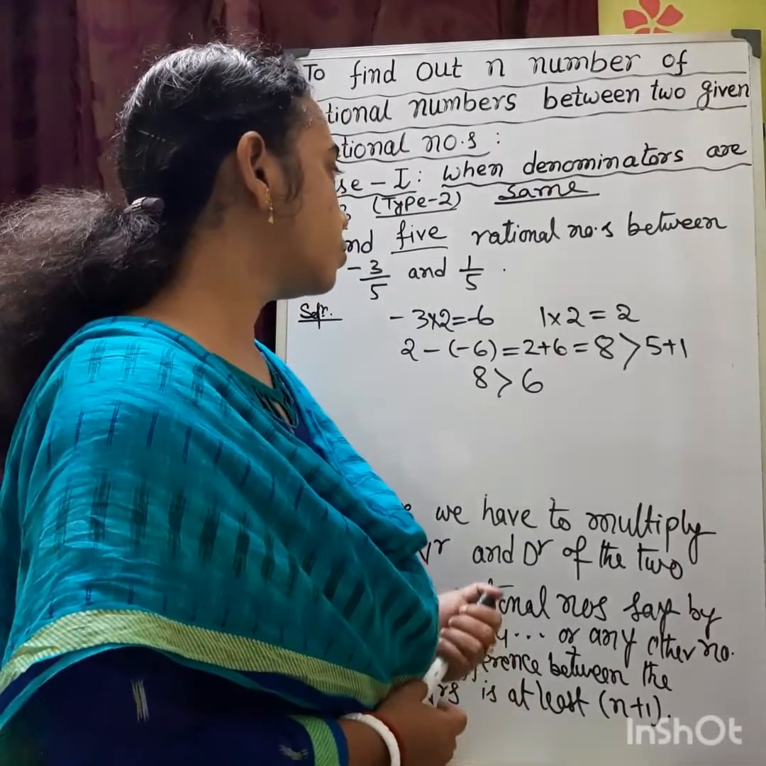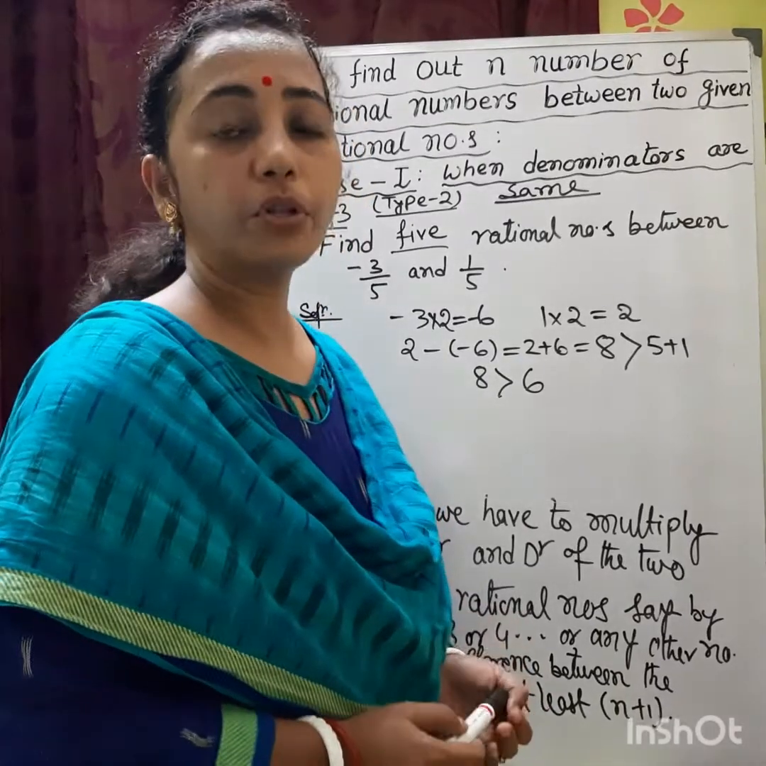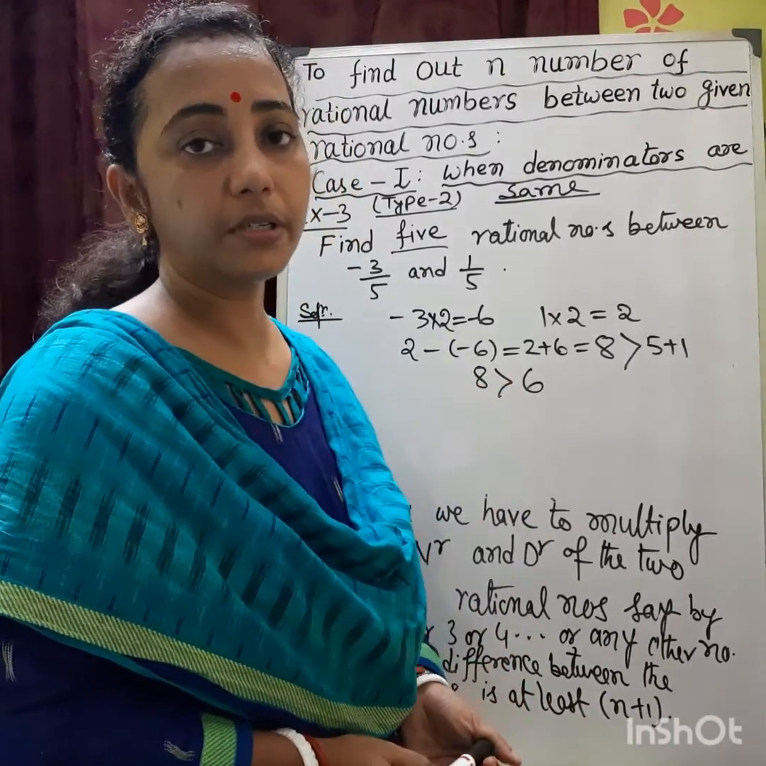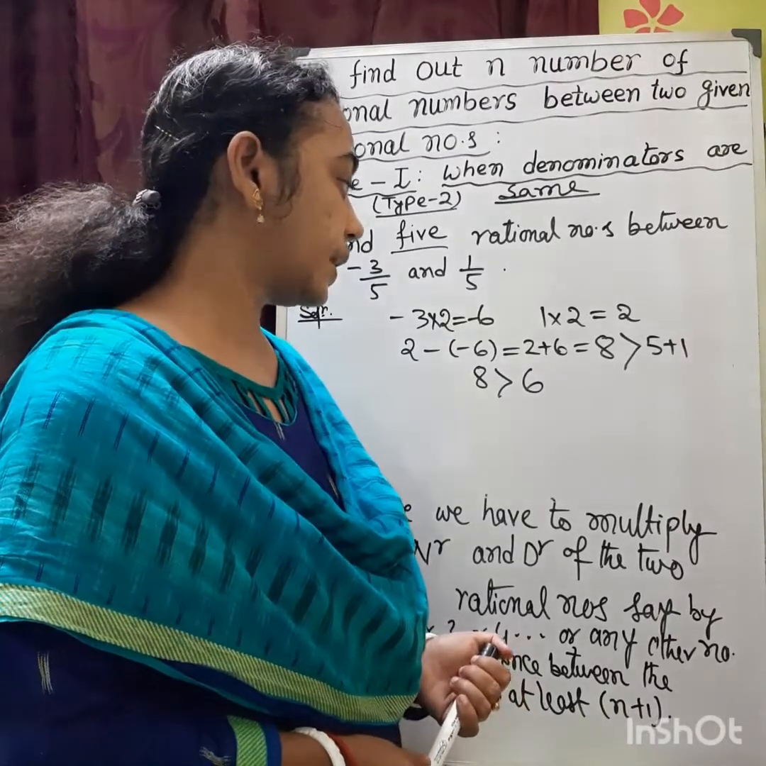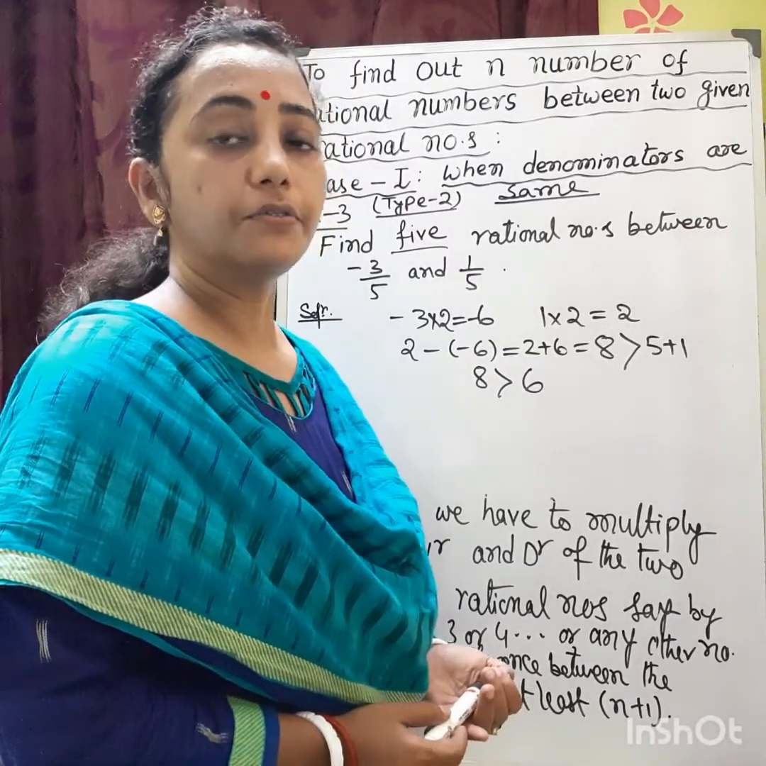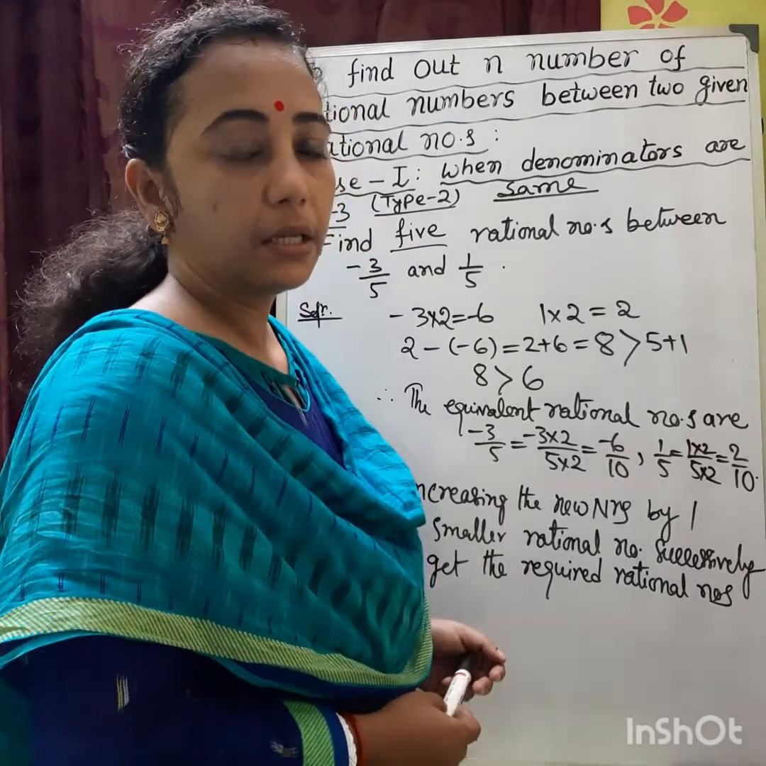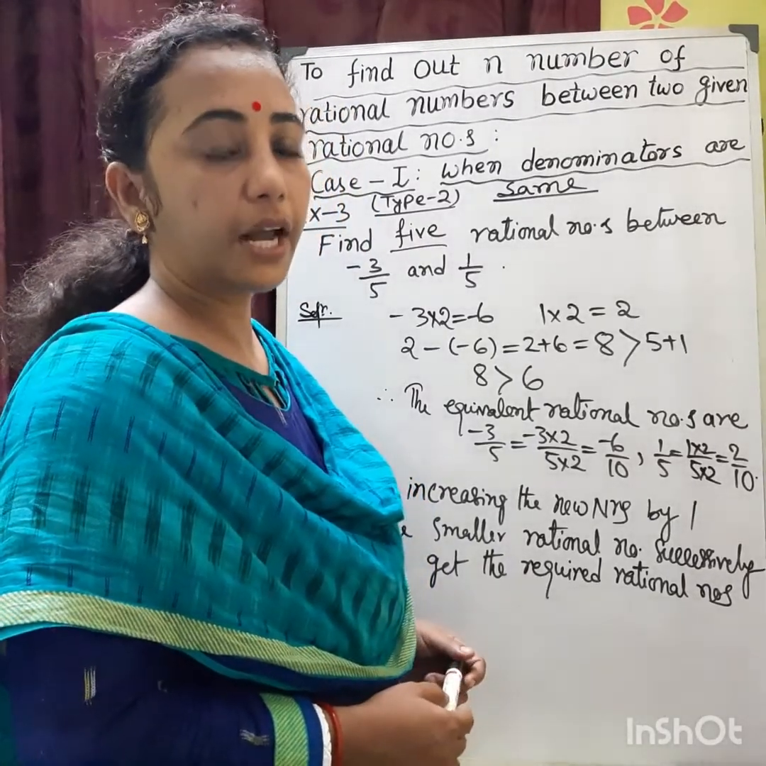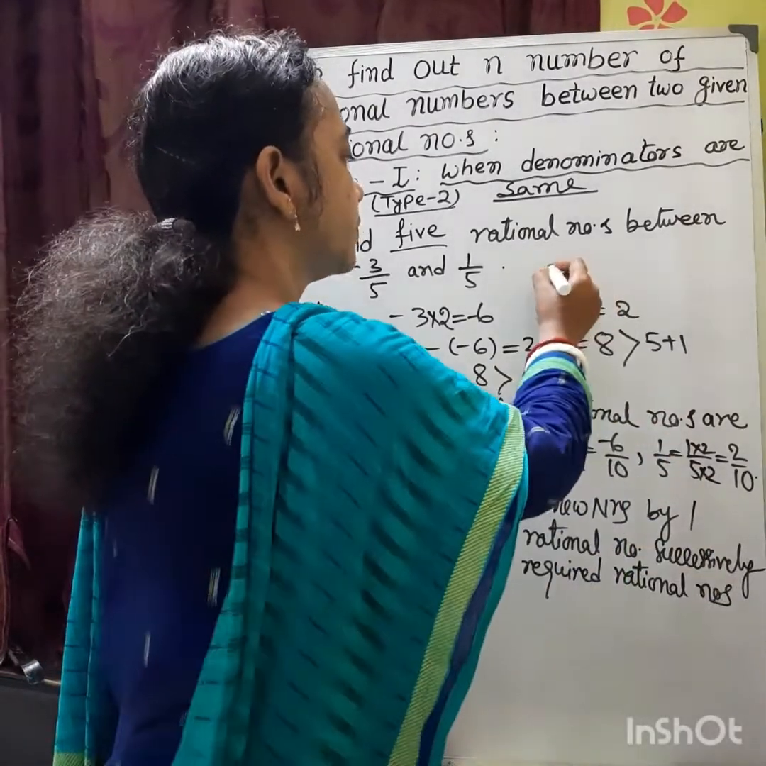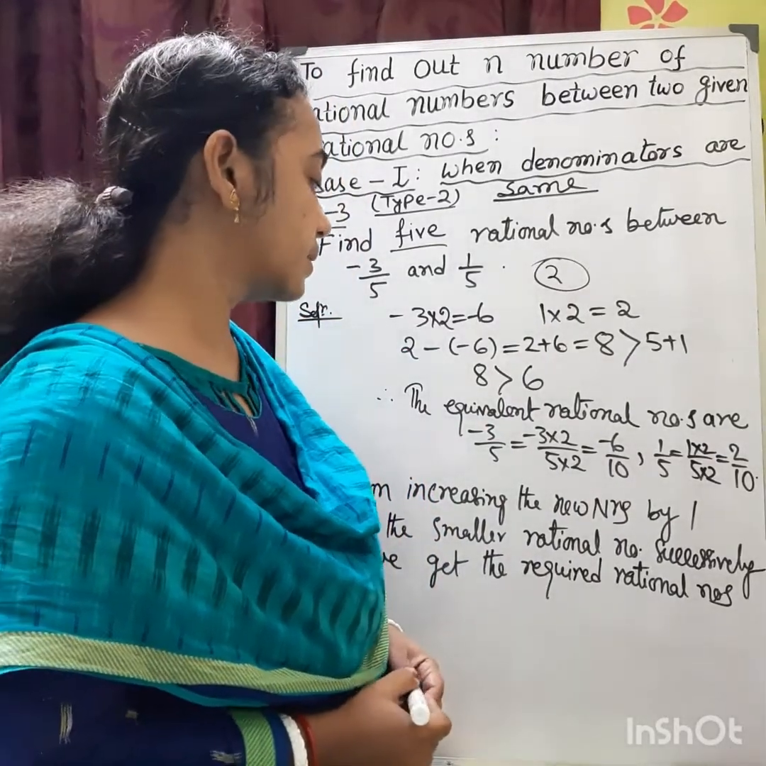So if we take 2 as the number and multiply both numerators and denominators of the given rational numbers by 2, then the difference between the new numerators is 8, which is greater than 6. So in this case we can easily get the required 5 rational numbers between the given rational numbers. We will multiply the numerator and denominator of the given rational numbers by the same non-zero number, that is 2.